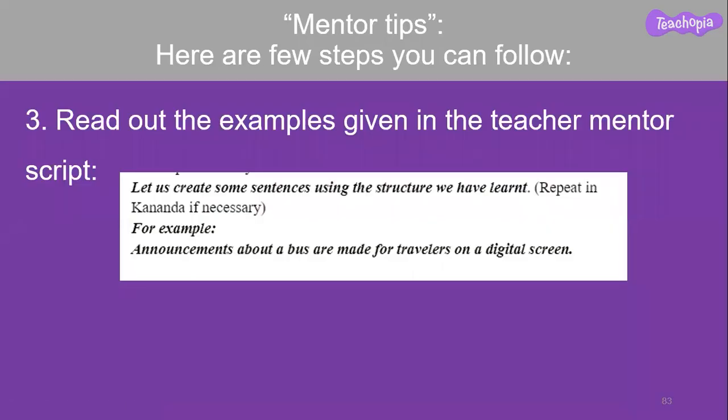Once you repeat the instructions and repeat the example, now you will move on to read out the examples given in the teacher mentor script. So here is a small snippet from the teacher mentor script. You can say, let us create some sentences using the structure we have learned. Repeat this instruction in Kannada if necessary. Then move on to give them an example. For example, announcements about a bus are made for travelers on a digital screen.